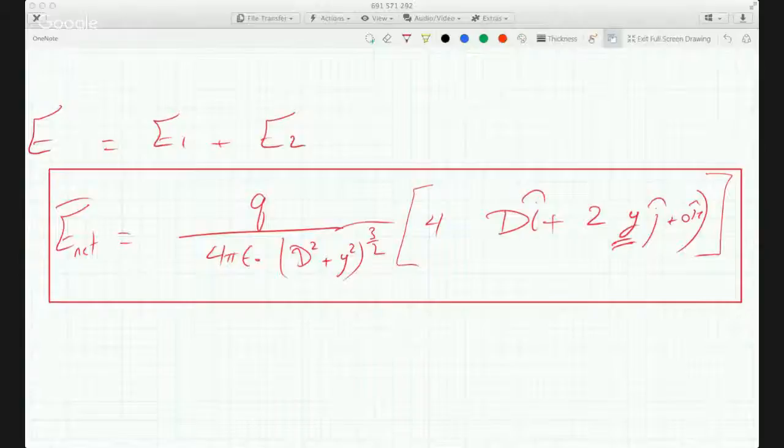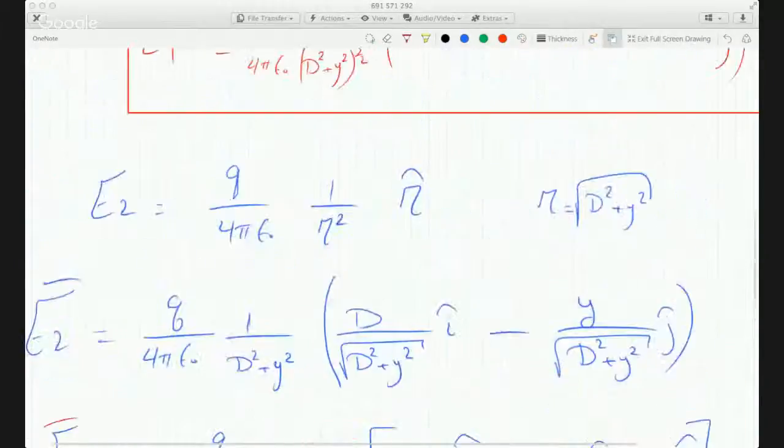Is that what you got for E net? Well, I just did the y. That's basically what I did. I did the charge times the sine for the y times the sine over the separation vector squared.